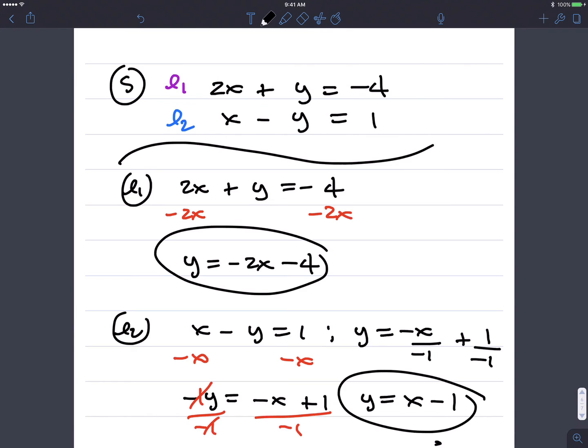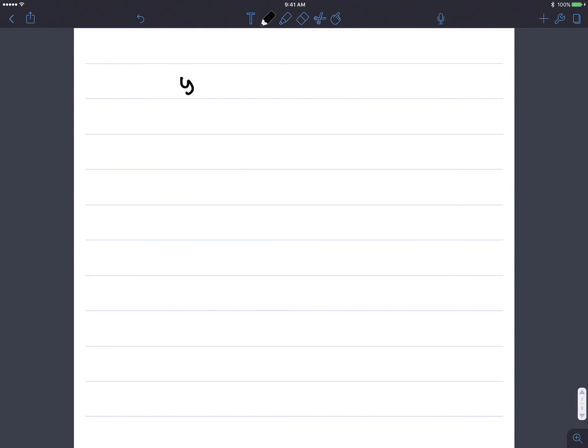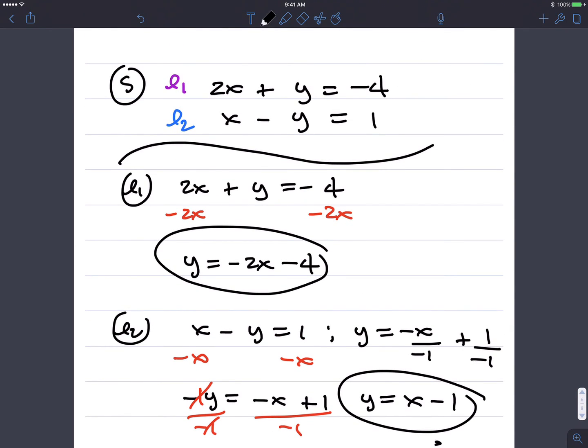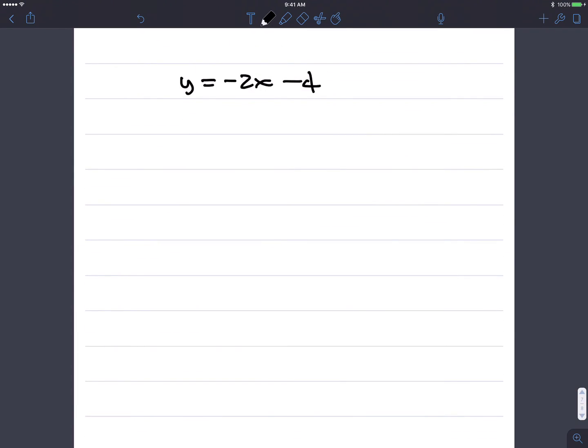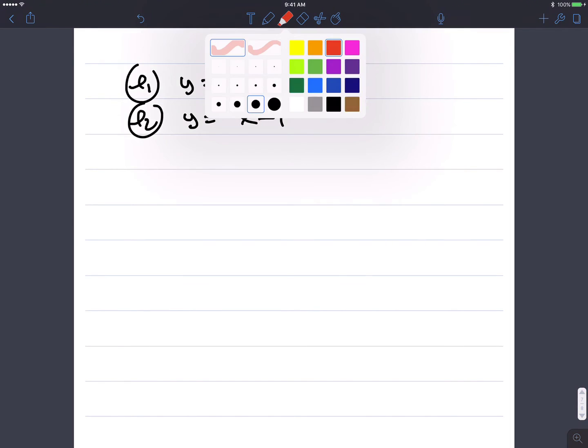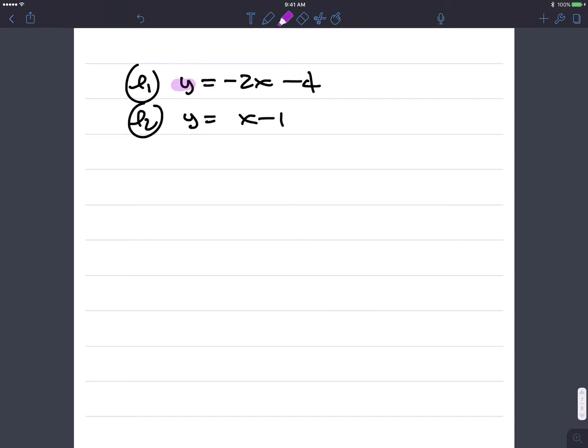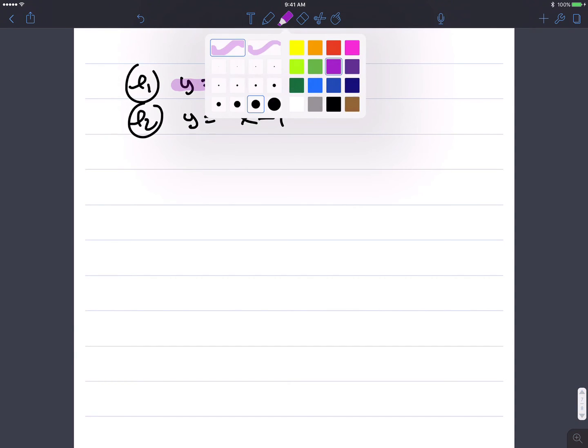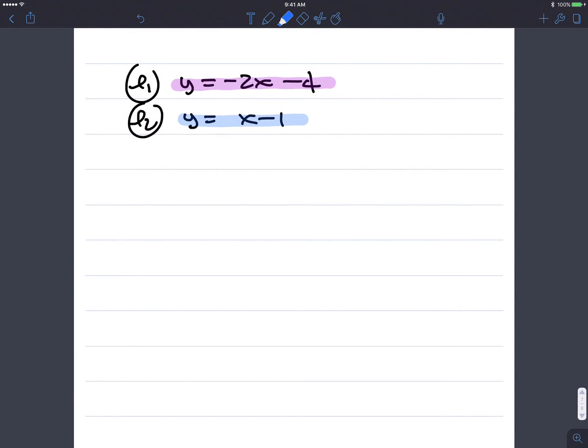These are the two equations. So let's write them down. Y equals -2x minus 4. Y equals x minus 1. Line 1 and line 2. We're going to graph the first line in purple and the second line in blue.